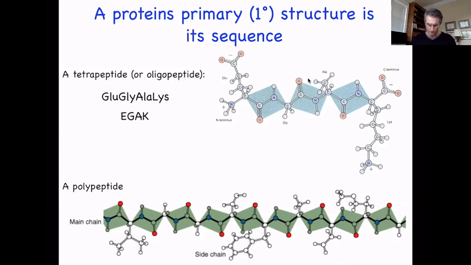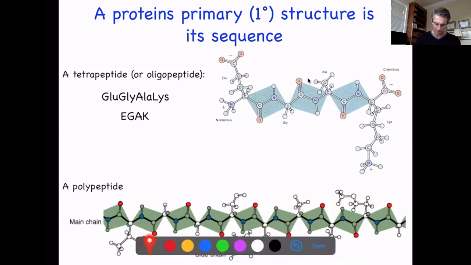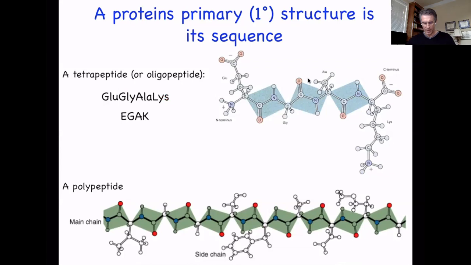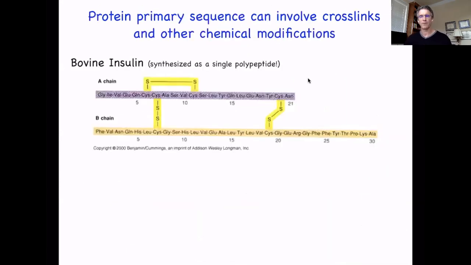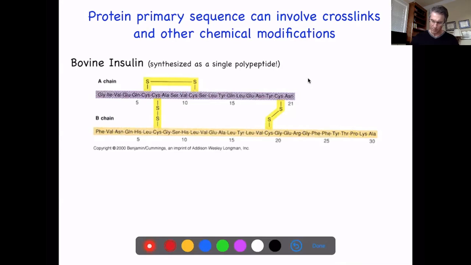Okay, that sequence of amino acids, in this case Glu-Gly-Ala-Lys, that sequence of amino acids is fundamentally the core part of the primary structure of a protein. It's the linear sequence of amino acids. But there's a little more to it than that. There are additional modifications to a protein sequence you would consider part of its primary sequence. And of course, the primary sequence, when people write it down, gets this sort of 1 degree sign, right?